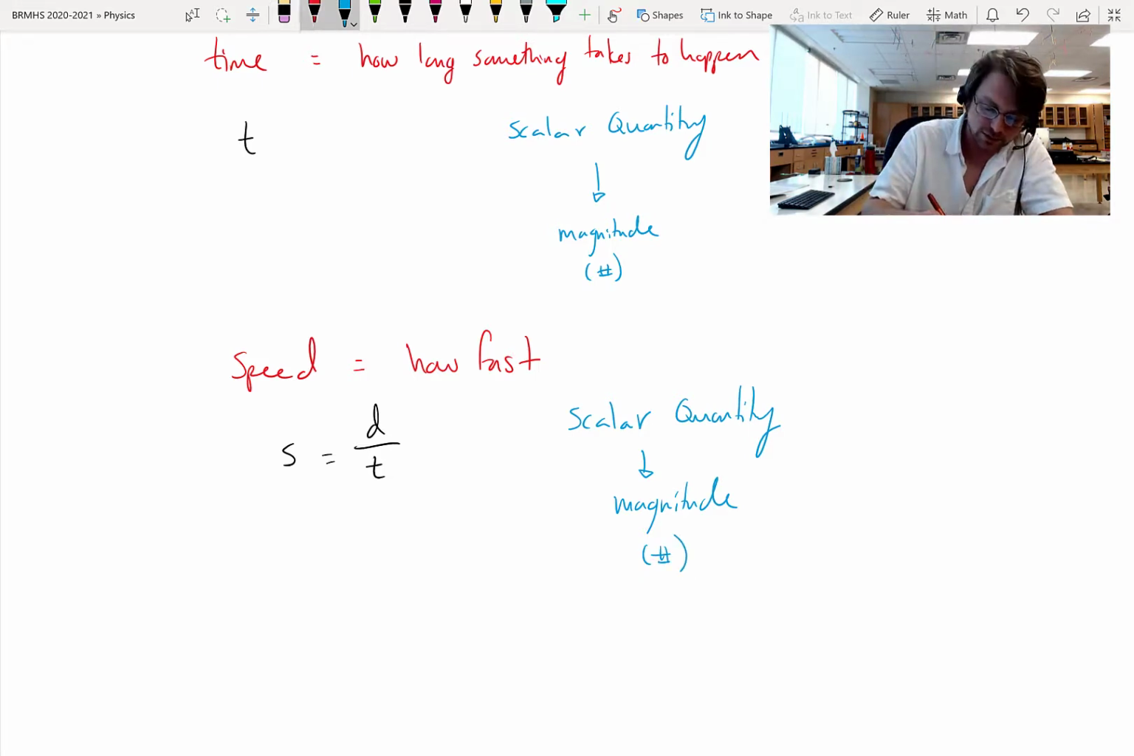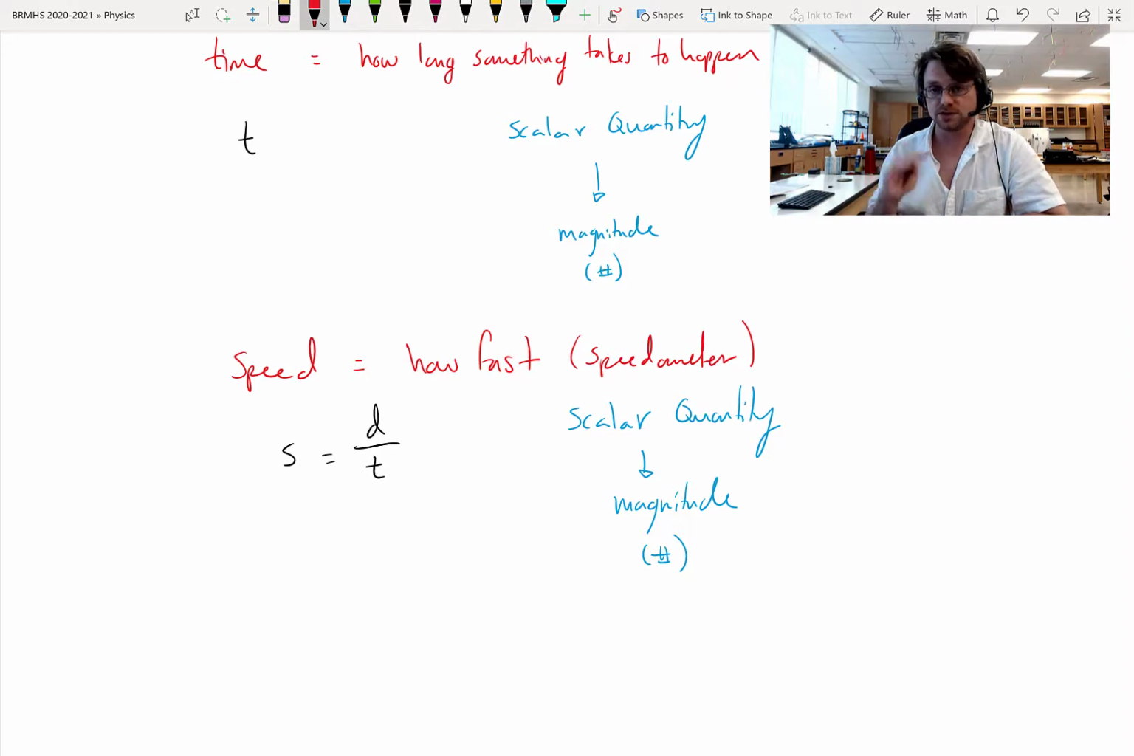You can think of the speedometer in your car, right? It tells you how fast, but it doesn't tell you what direction you're going in. So it's not a vector. It just tells you how much, how fast, just the number and the units.